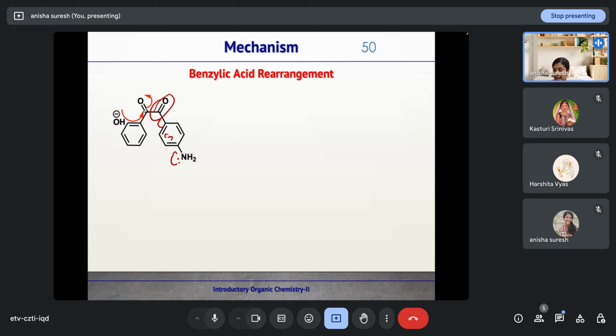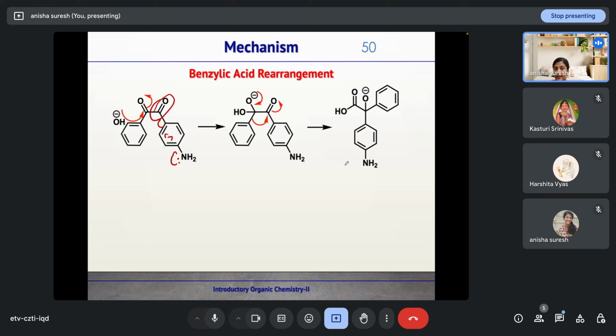So the OH will be attacking on this carbonyl carbon and this O minus will be getting formed. So this is our tetrahedral intermediate. Now when this O minus falls back, this phenyl group will migrate to this carbonyl and this O minus will form, leading to formation of this compound. Now proton transfer can take place from this OH to this O minus, and then it can protonate and we will get the final acid.